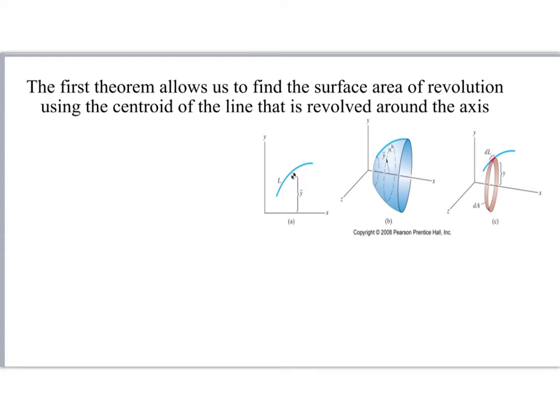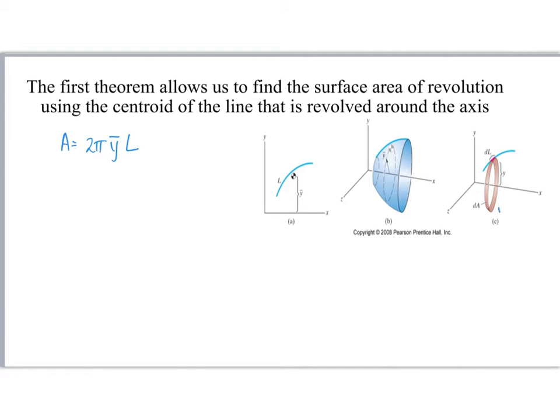And the expression that we end up with is that the area is equal to 2 pi. Now 2 pi represents the angle that the line was revolved around. So if you go completely around, of course, it would be 2 pi. You could also use this expression for a smaller angle, and instead of 2 pi, you would just enter the value of that angle in radians. And then it's going to be equal to the centroid of the line and then the length of the line. So let's see how this is going to work.